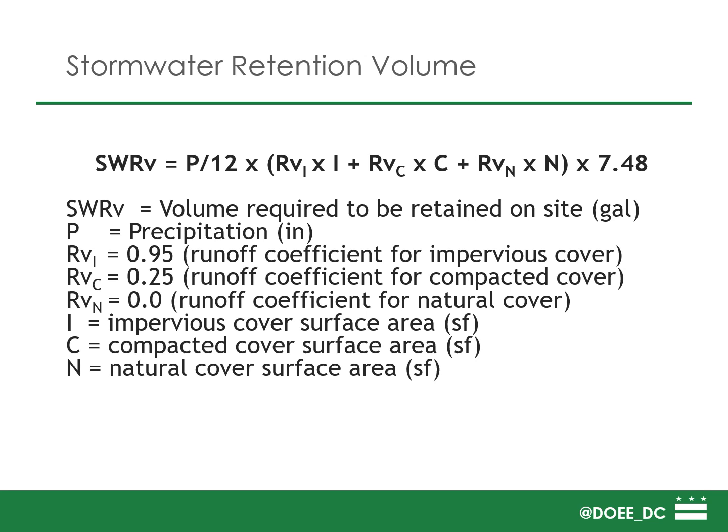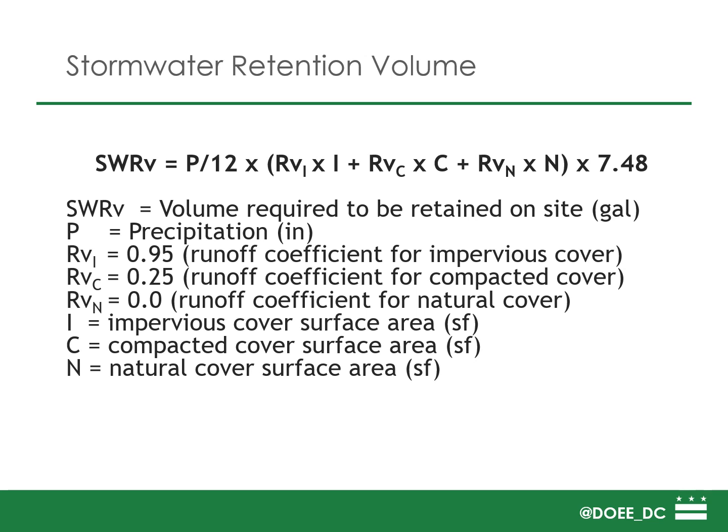Now, the volume of runoff that's required to be retained on site is called the stormwater retention volume, or the SWRV, and it's a function of the proposed site conditions and the precipitation depth that is regulated. So you can see in this equation, the precipitation depth in inches is multiplied by this composite of the runoff coefficients and the areas for different land cover types in the proposed condition.